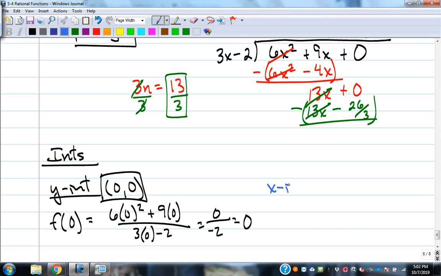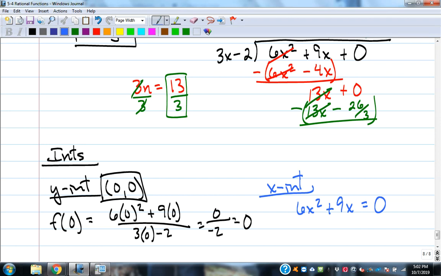Let's get the x-intercepts. The only thing you have to do for the x-intercepts, technically you're setting the entire problem equal to 0, but we know the denominator is going to go away. So if you just set the numerator equal to 0, you'll find x-intercepts. That's the shortcut that you can take. Okay. Where is the numerator equal to 0? And how you find those, you've got all those skills.